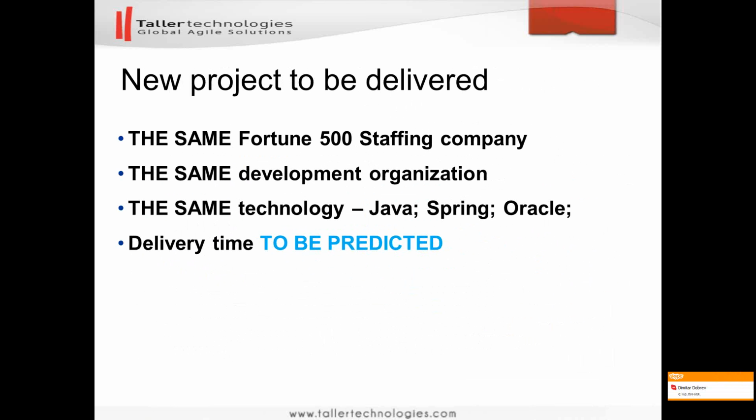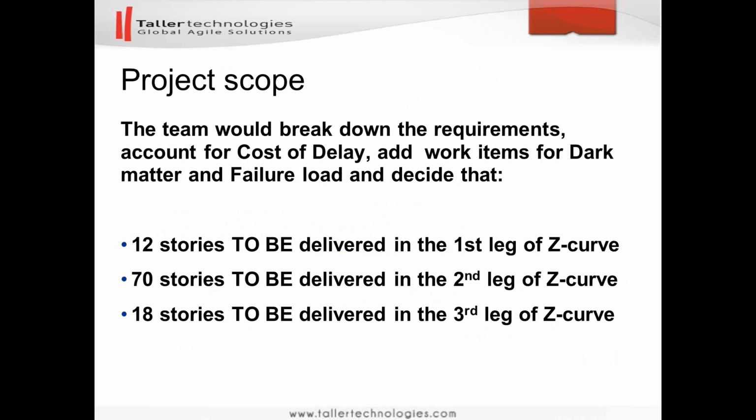Which actually means that our stochastic information packet, which contains the average time distribution for each of the three legs of the Z curve, can be used in this instance. Right? This is a project for which we have data for a similar project. It's something that we have data about. And then after some analysis, let's say the team would break down the requirements of the new project into user stories.